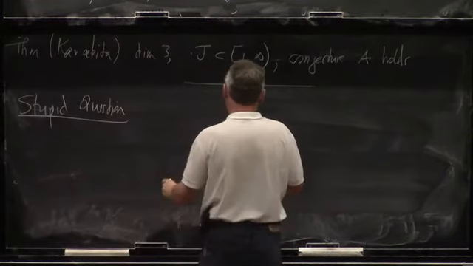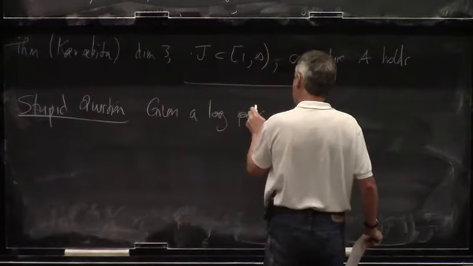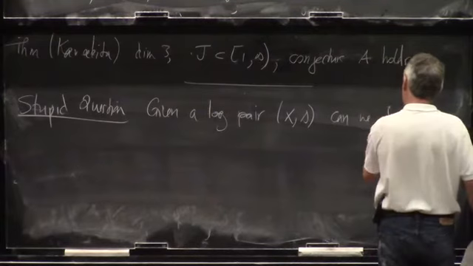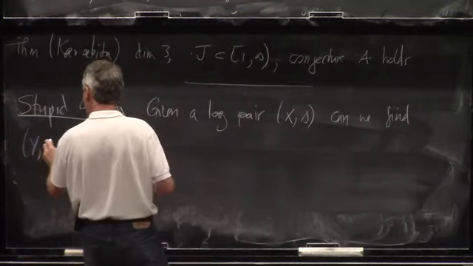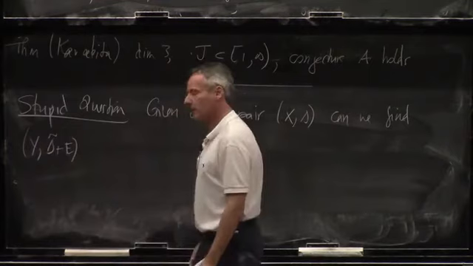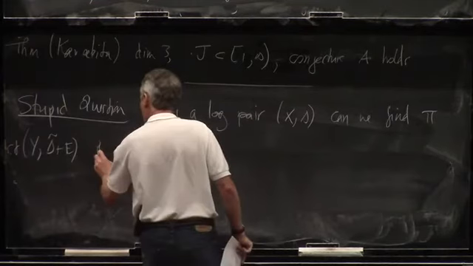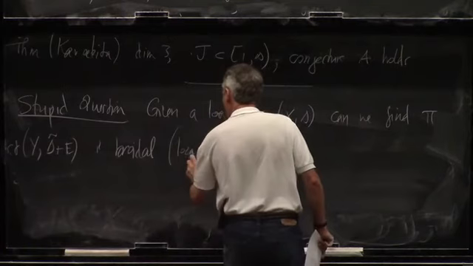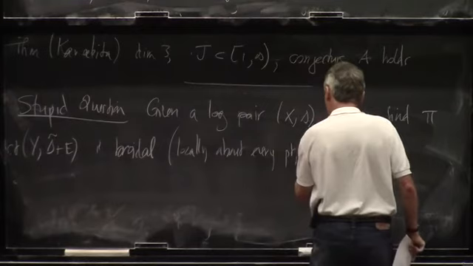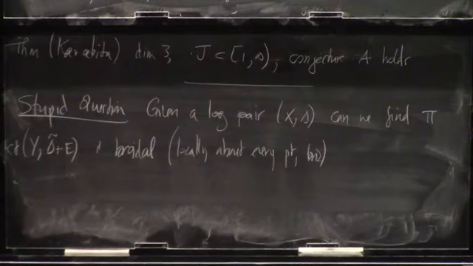So, given a log pair (X, Δ), can we find π: Y → X such that (Y, Δ̃ + E) is toroidal? Here again Δ̃ is the strict transform of Δ, and E is the exceptional divisor of Y with coefficient 1, the sum of the E_i. So what I mean by that is it's locally about every point toric. In some analytic coordinates about every point, different point by point of course, it looks like a toric variety.